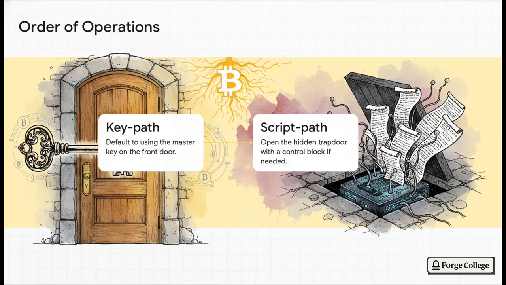Step 2 only happens if things go completely sideways. Let's say a business partner loses their key and you suddenly need to trigger a backup time lock. In that case, you use a script path spend. You're basically opening the hidden trapdoor from the basement. Now doing this does leak the Merkle authentication path to prove that that specific rule existed. So the golden rule here? Always try to take the front door.